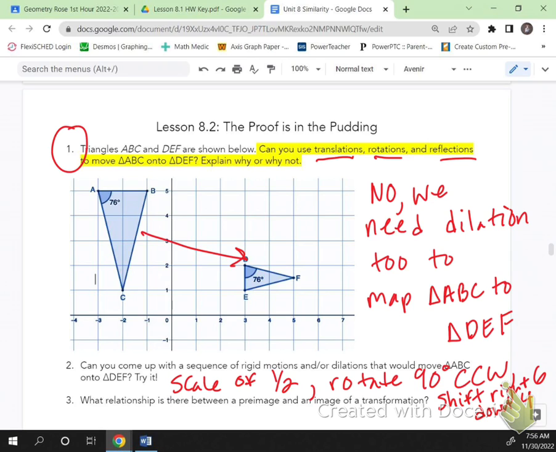Okay, again, this is stuff from Unit 7, transformations. It's going to come up again. We are approaching a final in about 11 days, okay? So it's going to come up again. Cool? What's the relationship between the pre-image and the image of the transformation? Are they congruent figures? Are they the same?